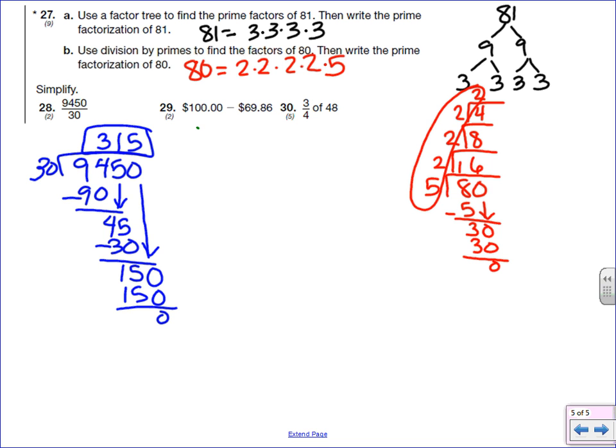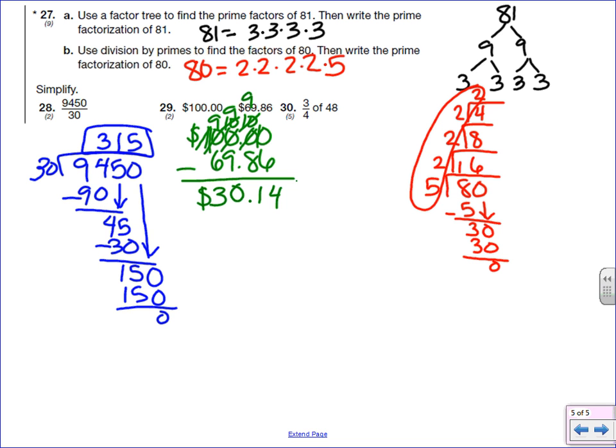All right, 100 minus 69.86. So I'm going to borrow. So I'm going to borrow this 1 and turn this into 10. And then I'm going to turn that into a 9 and make this a 10. Then I'm going to turn that into a 9 and make this a 10. Turn that into a 9 and make this a 10. 10 minus 6 is 4. 9 minus 8 is 1. 9 minus 9 is 0. 9 minus 6 is 3. So $30.14.